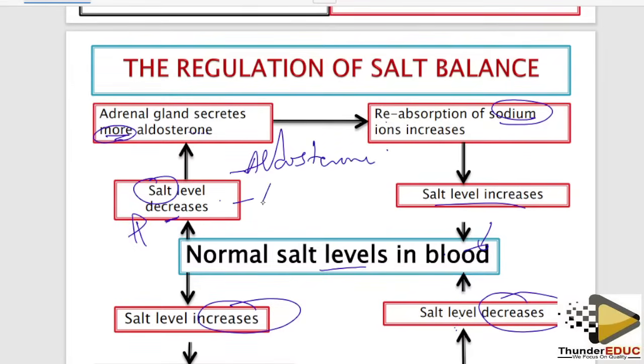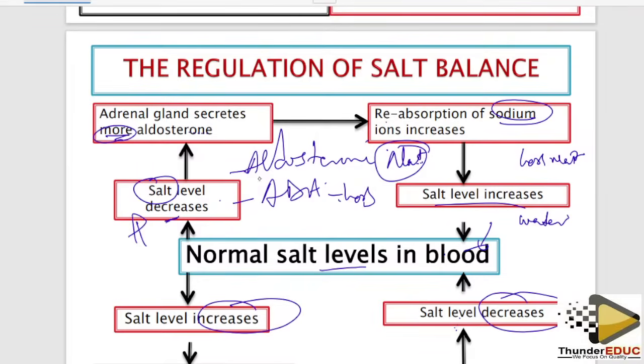works together with ADH. If there is too much salt, sodium ions, meaning that there will be less reabsorption of salt. It means that there is less water. Too much salt means less water. If there is too much water, then it means that there will be less salt. So these two work antagonistically, in opposite ways.